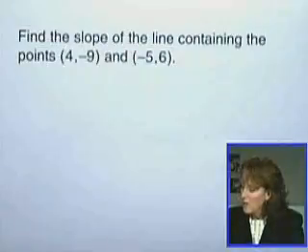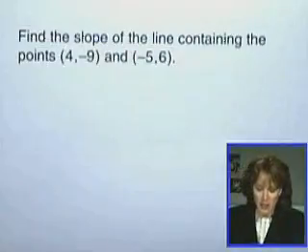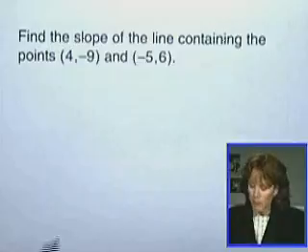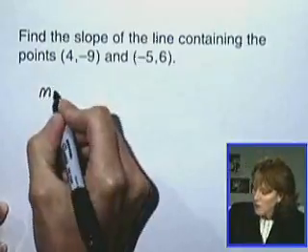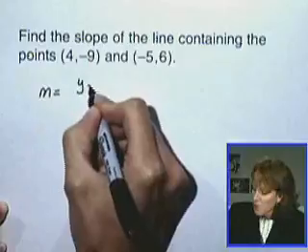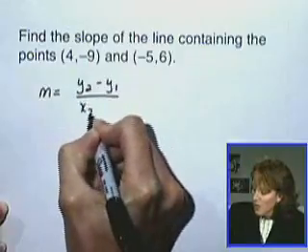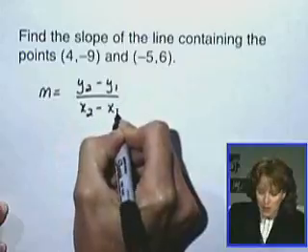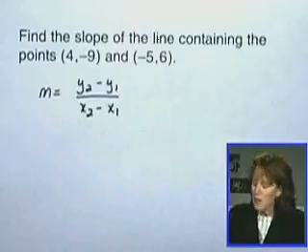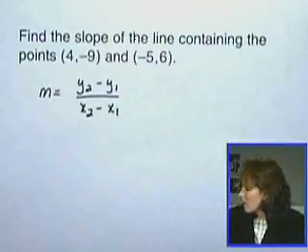Find the slope of the line containing the points 4, negative 9, and negative 5, 6. Now, remember that we have slope equals rise over run, so that's a change in y over the change in x. So what numbers do we subtract in the numerator? The numerator is the rise, so we should subtract the y-coordinates. That's right. Do we subtract negative 9 minus 6 or 6 minus negative 9?